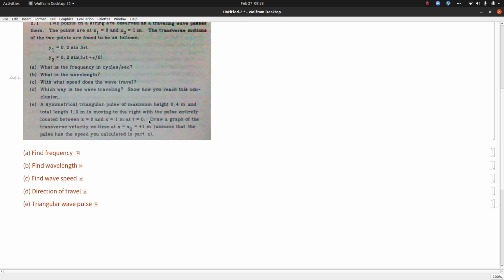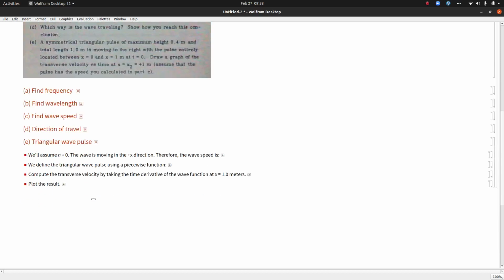So we're going to look at what the point on the string located at 1 meter is going to be doing. And we're going to assume this pulse has the speed that we calculated in part C. Again, a little bit of a trick question because there are multiple wave speeds that would have worked for that. So we'll do this problem in a few parts. I am going to assume that n is 0 and that we're moving in the positive x direction.